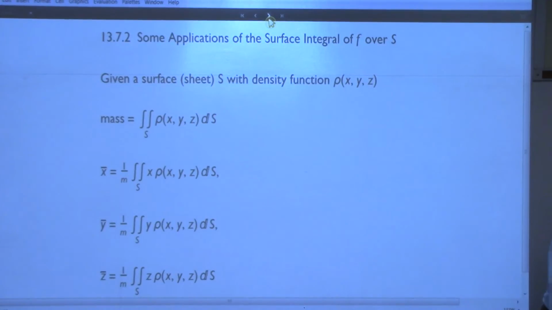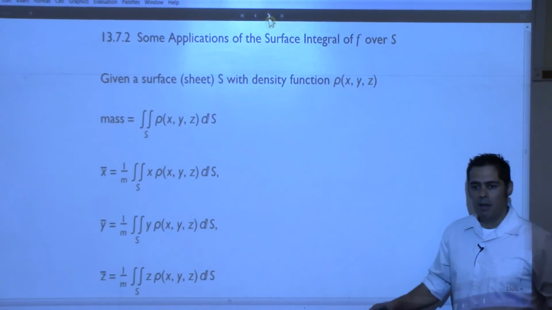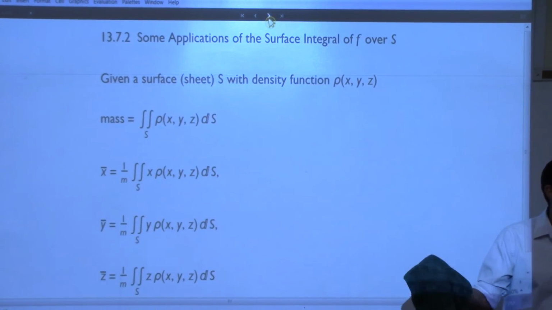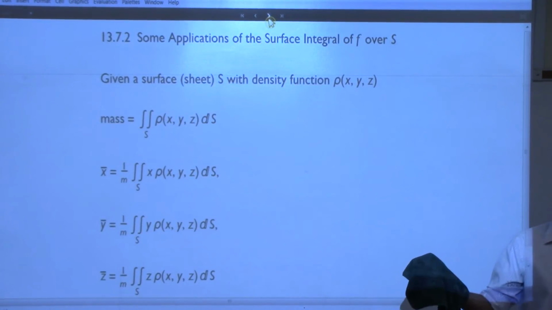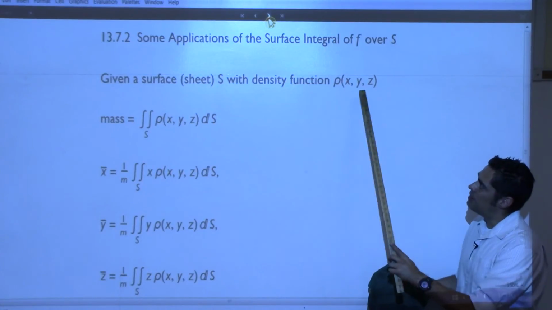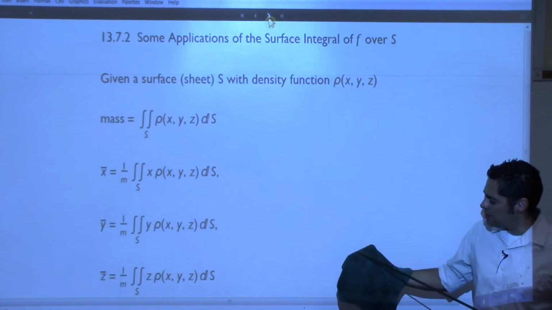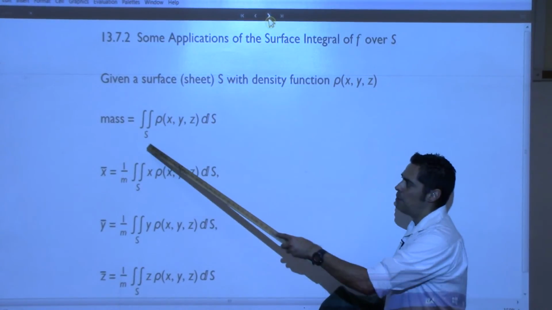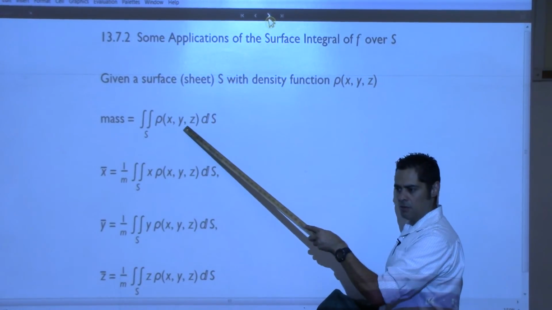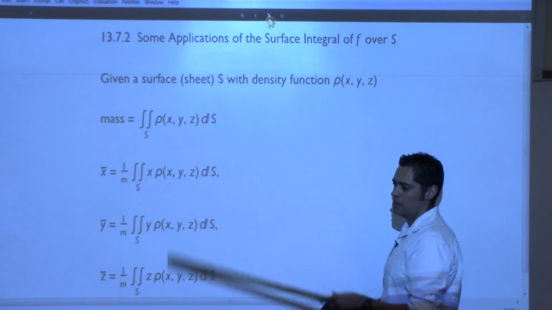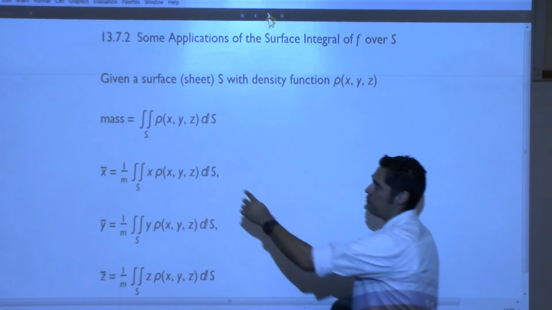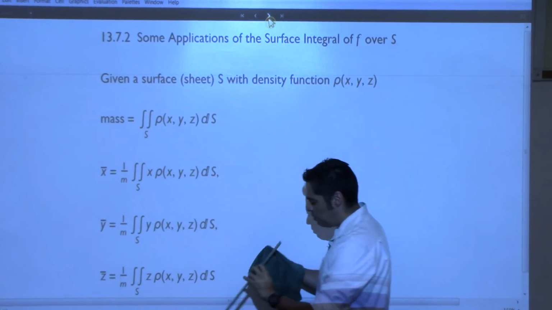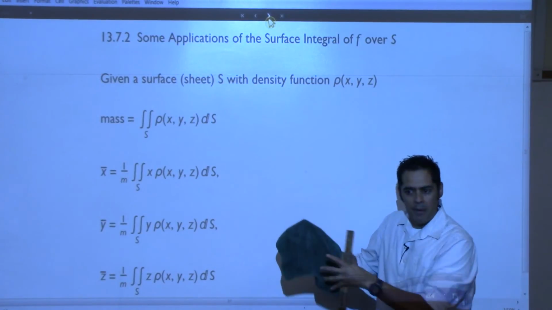So what if we have a sheet, right? A surface, not a sheet, but a surface, and we want to know its mass and center of mass? Then if we know its density function, so we know the density of the material at each point, then we can find the mass by doing the surface integral, right? So that's exactly like the F was, right? I'm looking at the density at each point, and I'm adding them all up, and I get my mass.